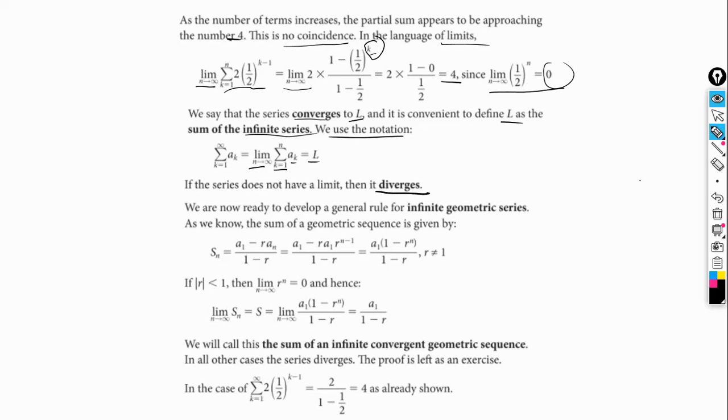So in general, and we can skip this part here, if the absolute value of the common ratio is less than 1, then as n approaches infinity, r to the power of n is going to equal 0. So if that is the case, notice that if we take the limit to infinity of the previous formula for a partial sum, this term would tend to 0. Therefore, the sum of an infinite convergent geometric sequence is equal to the first term divided by 1 minus the common ratio.